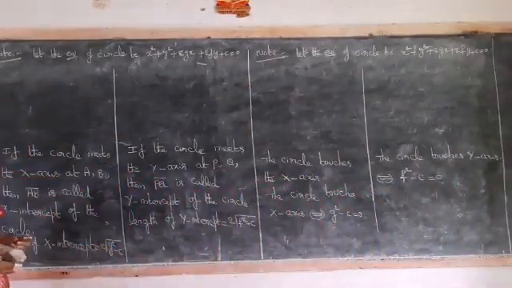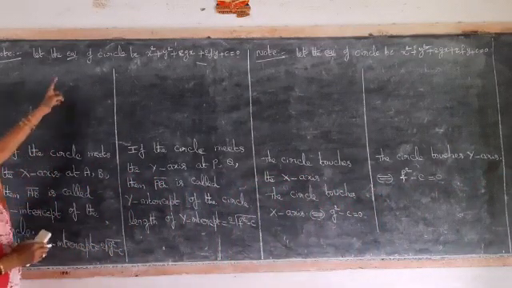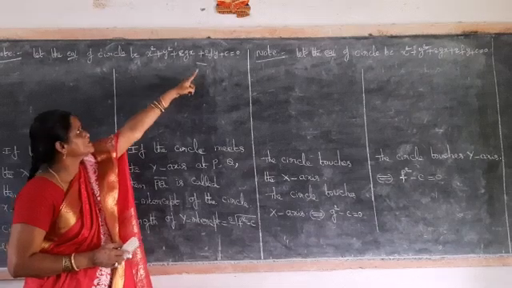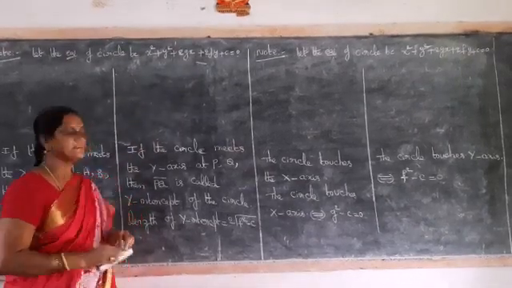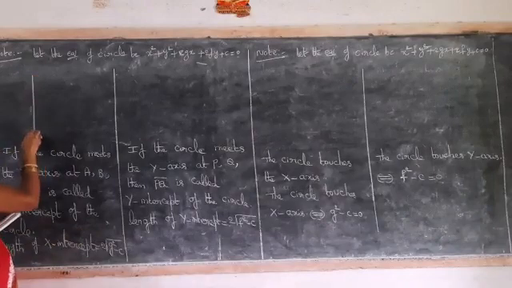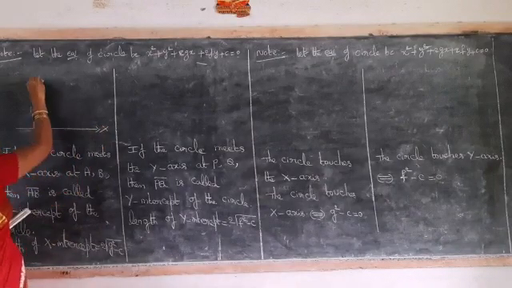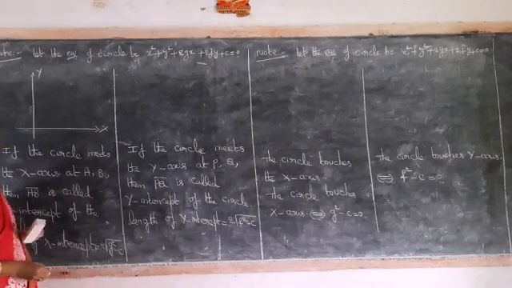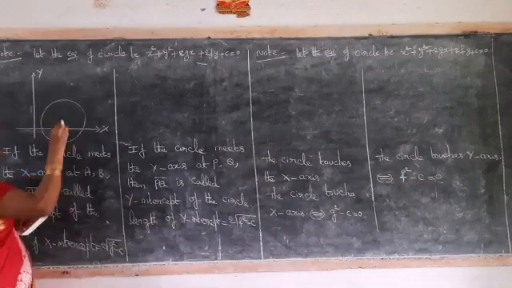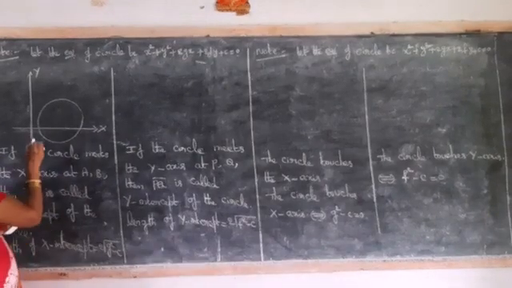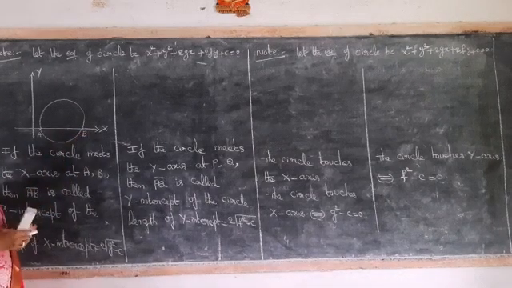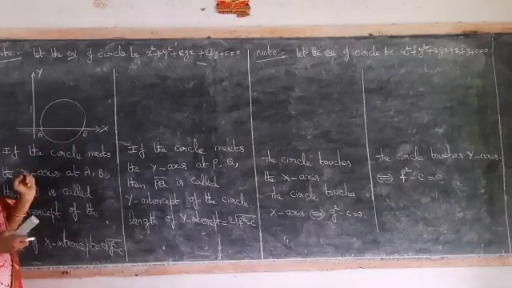Children, now we learn another new concept. Suppose that the circle's equation is x square plus y square plus 2gx plus 2fy plus c is equal to 0. Now, I consider x-axis and y-axis. Suppose that I consider a circle. Here, this circle intersects the x-axis at capital A, capital B.